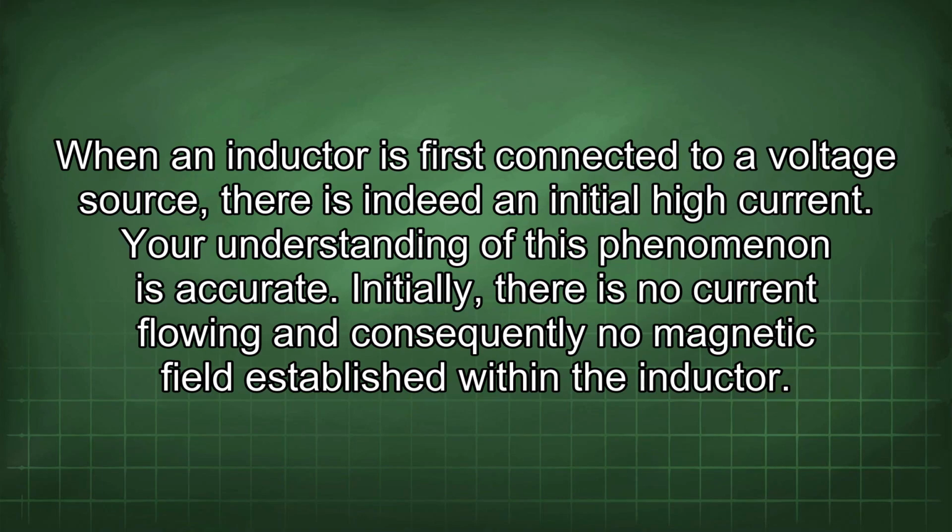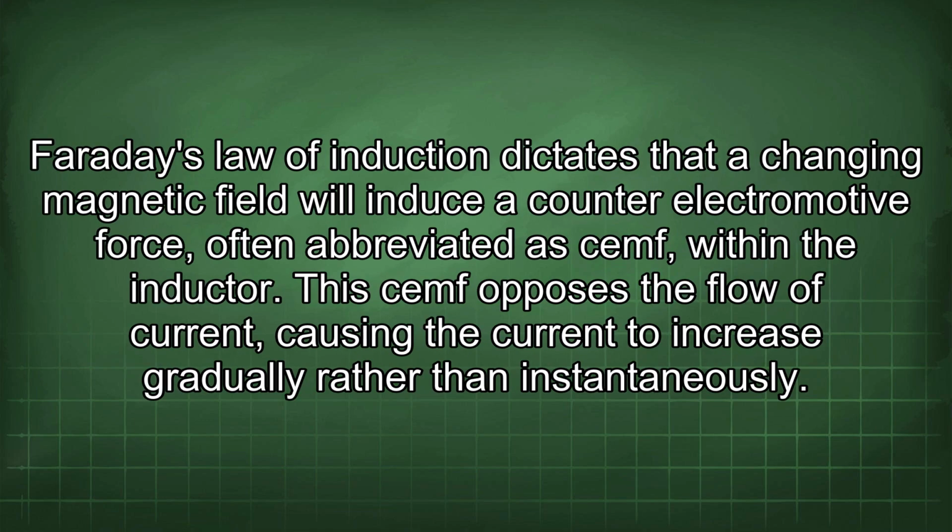When an inductor is first connected to a voltage source, there is indeed an initial high current. Your understanding of this phenomenon is accurate. Initially, there is no current flowing and consequently no magnetic field established within the inductor. Faraday's law of induction dictates that a changing magnetic field will induce a counter-electromotive force, often abbreviated as cemf, within the inductor. This cemf opposes the flow of current, causing the current to increase gradually rather than instantaneously.